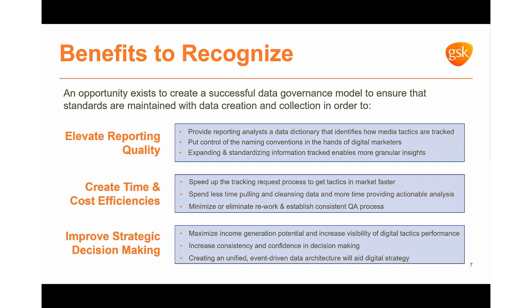The second key benefit to recognize is you create time and cost efficiencies. By putting in place a digital marketing tracking request process with naming conventions and standards, the whole process of tracking and requesting tracking for my marketing tactics will move quicker. And then you'll get your tactics in market faster, aka less time doing operational execution and more time spent in production, getting exposures to your end-state audience and driving traffic back to your website for conversional goals.